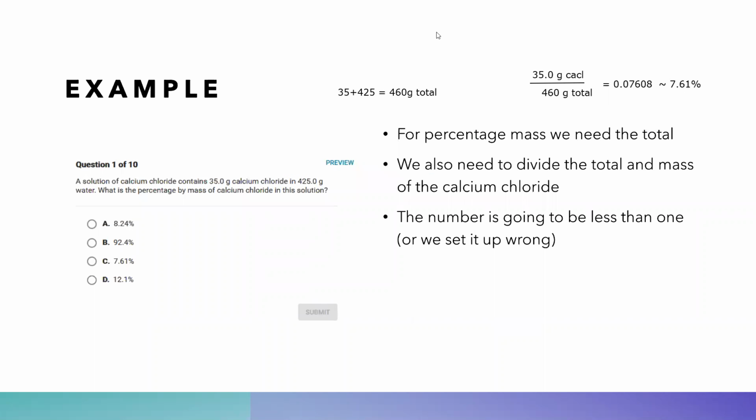And that is just the description of what we need to do to find the percentage of mass. We need to divide the mass of the calcium chloride by the total mass, and the number is going to be less than 1. And if you set it up the other way, you get a number far greater than 1.